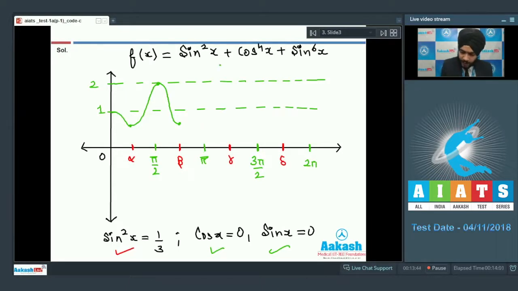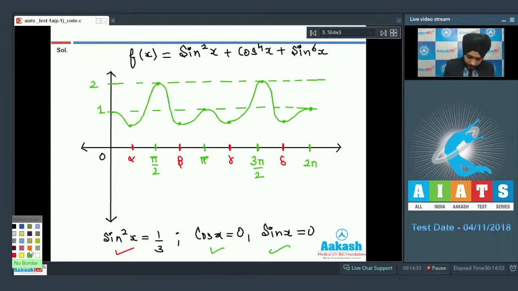Now it will go up. At x equal to π, the value is 0 plus 1 plus 0, so this value is 1. Again it will go down. Critical point, change of increasing decreasing behavior. Gamma, same value as alpha. 3π by 2, maximum value 2. At each critical point, it will go from increasing to decreasing or decreasing to increasing. So again, decreasing graph, the value will be the minimum value, and then again increasing. At 2π, the value is 1.